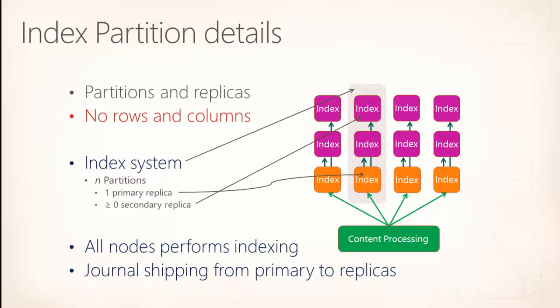If you're familiar with older FAST ESP technologies, we talked about rows and columns, and that is not what's here. Rows and columns is gone. We don't use those terms. Instead, we use partitions and replicas. Now, each partition is an indexing system in itself, and only one of the nodes serves as the primary partition node at any single point in time. It can, of course, fail over. The primary index partition node is the one that actually receives the feeding from the content processing component. It sends these forward to the other nodes in the same partition through journal shipping. So indeed, all the index nodes, no matter if they are replicas or the primary, will do indexing in SharePoint 2013.